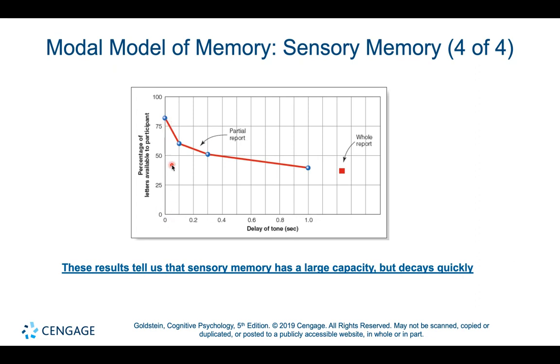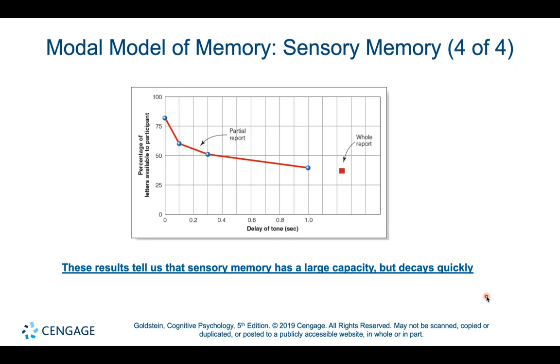So here we can see the percentage of letters available to the participant, or basically the accuracy. This is partial report, and we can see that as we increase the delay of the tone, performance decreases down to the level of whole report. So basically, if you cue people immediately, a 0 second delay, and tell them which letters to report, they're very, very good at it. The longer you wait, up to a second, to tell people which letters to report, the worse they get. Which tells us that sensory memory has a large capacity, but that it decays very quickly. That's your take-home message for sensory memory. It has a large capacity, but it decays very quickly.